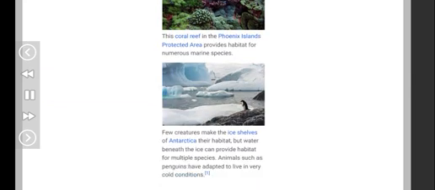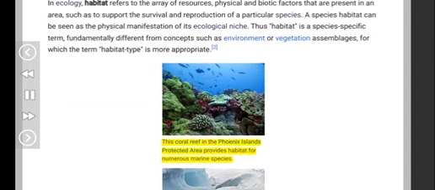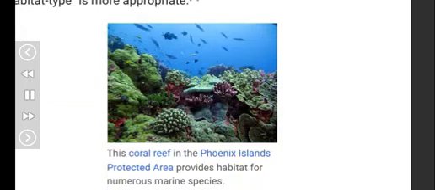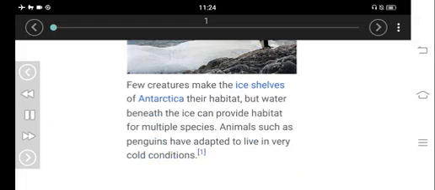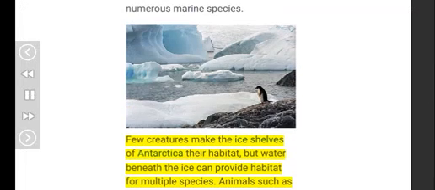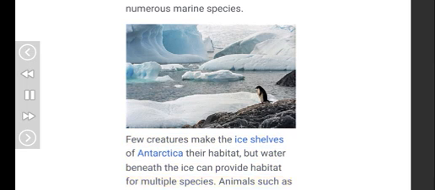This coral reef in the Phoenix Islands protected area provides habitat for numerous marine species. Few creatures make the ice shelves of Antarctica their habitat, but water beneath the ice can provide habitat for multiple species. Animals such as penguins have adapted to live in very cold conditions. Ibex in an alpine habitat.